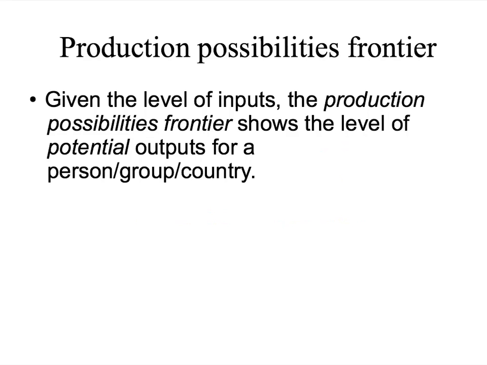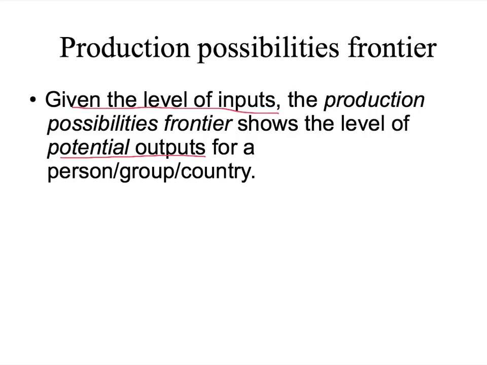Formally, the Production Possibilities Frontier shows for a given level of inputs how much potential output is possible for a person, a business, a group, a country, or indeed the whole world. It is a very simple diagram, but it is amazingly useful. It's used in a whole range of applications. For example, management consultants often use a Production Possibilities Frontier to work out if a particular business is operating efficiently or not. They tend to call it the Efficiencies Frontier for the firm.